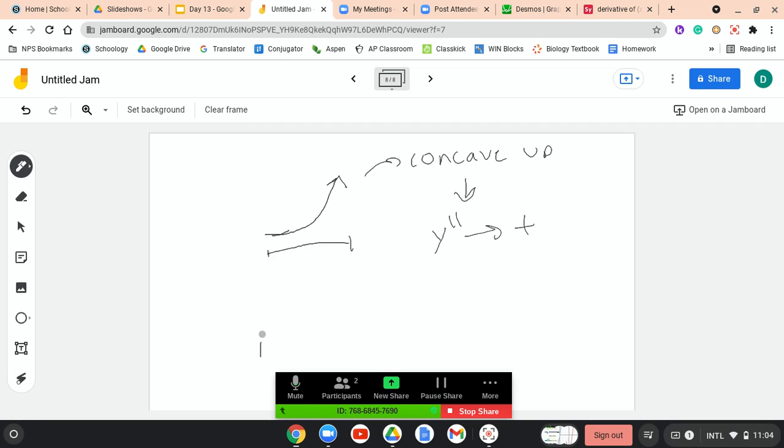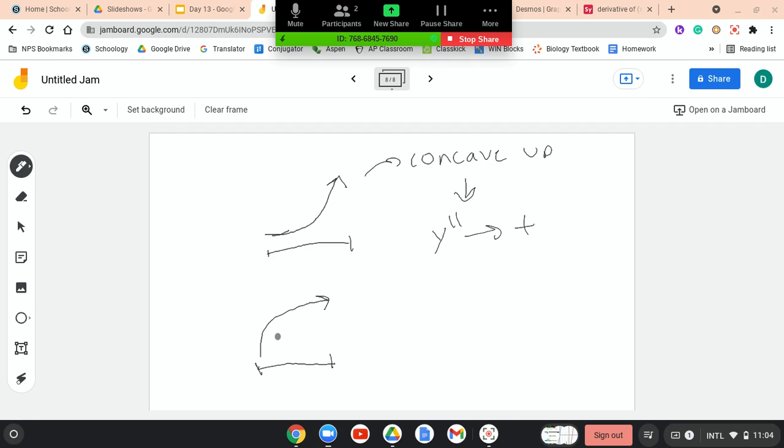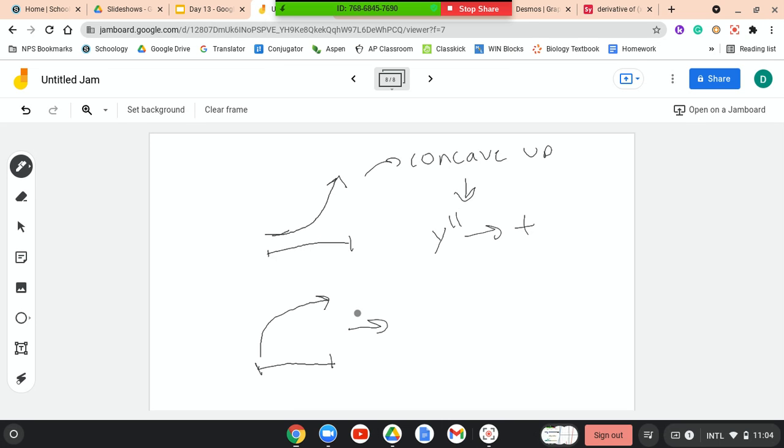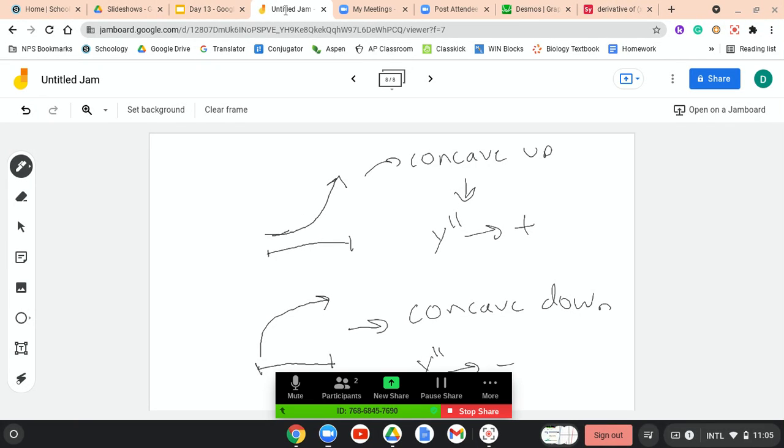Similarly, if I had a shape that looked like this, what can you tell me about the second derivative in this region? It is going down. So if the slope is decreasing, what is the sign of the second derivative? It's negative. Exactly. So this shape is called concave down because you see it's curving downwards. And when a function is concave down, then our second derivative is negative. We good on that?